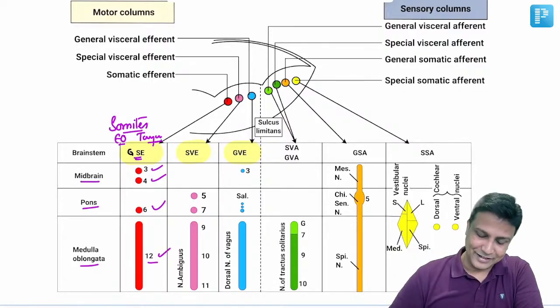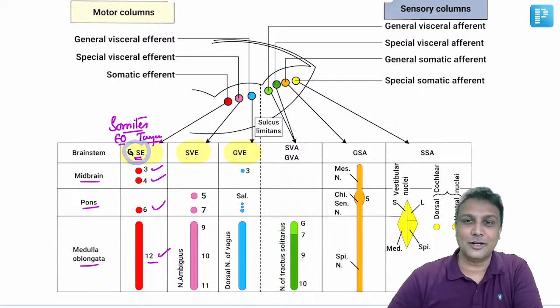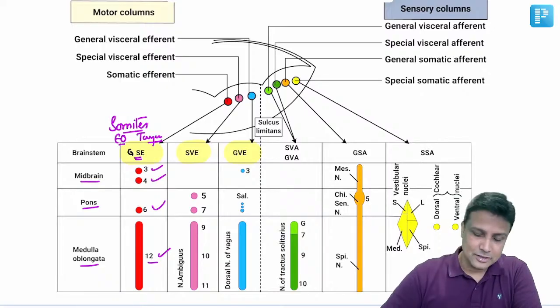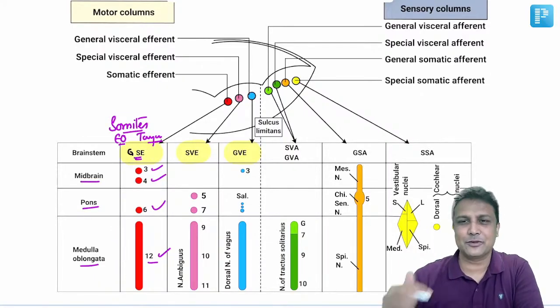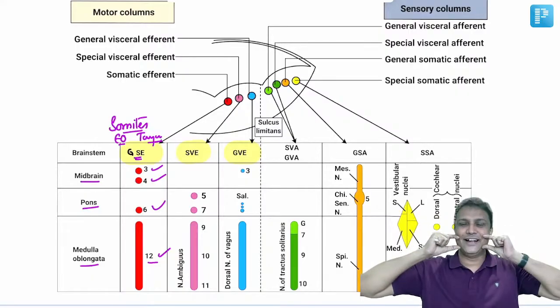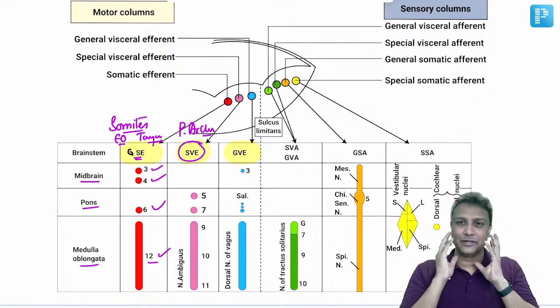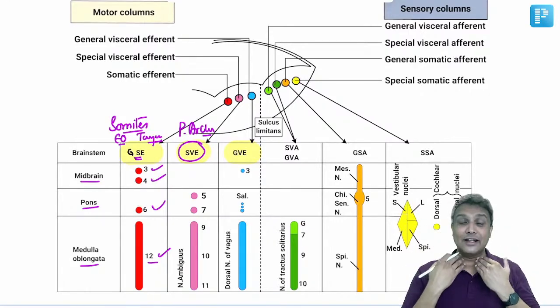Okay. That means in the GSE column, general somatic efferent column, the word somatic is very much important. This column will be supplying to those muscles which are derived from somites. Which muscles are derived from somites? Two groups of muscles, extraocular muscles and tongue muscles. Done. Special visceral efferent, this is the one which will be supplying to the muscles derived from the pharyngeal arches. Now, what are the muscles derived from the pharyngeal arches? Remaining all the muscles. Muscles of mastication, the muscles of facial expression, the muscles of larynx, pharynx and palate.